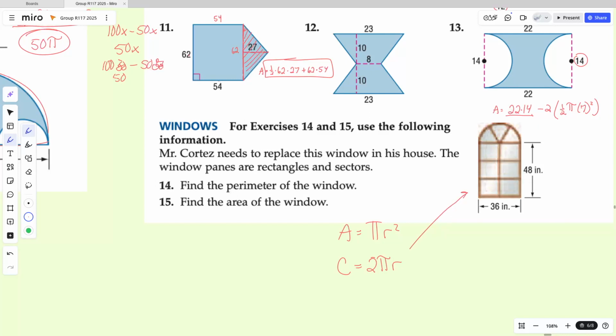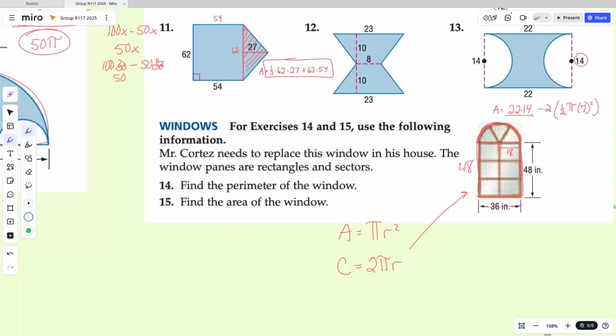They're asking for the perimeter, which is the sum of all these lengths, including this semi-circumference, or the circumference of half a circle. This is not part of the perimeter. All right, so I can see perimeter is 48 plus 36 plus 48, and then I just need the half circumference. So my 36 will translate up here, which means the radius is half of 36.